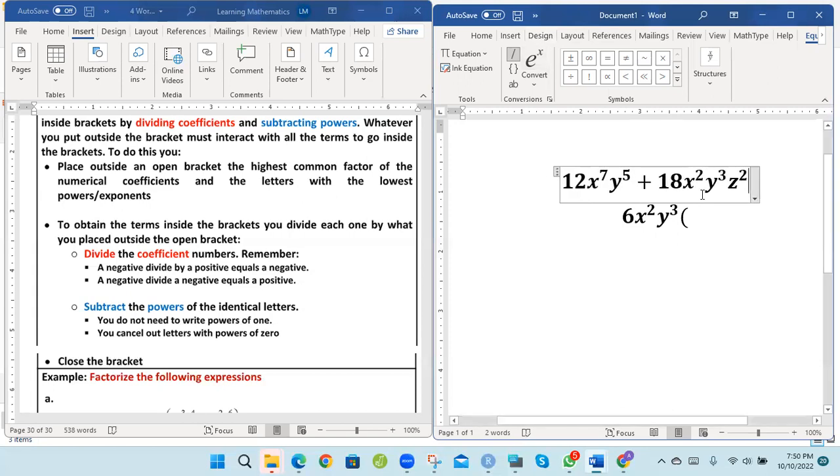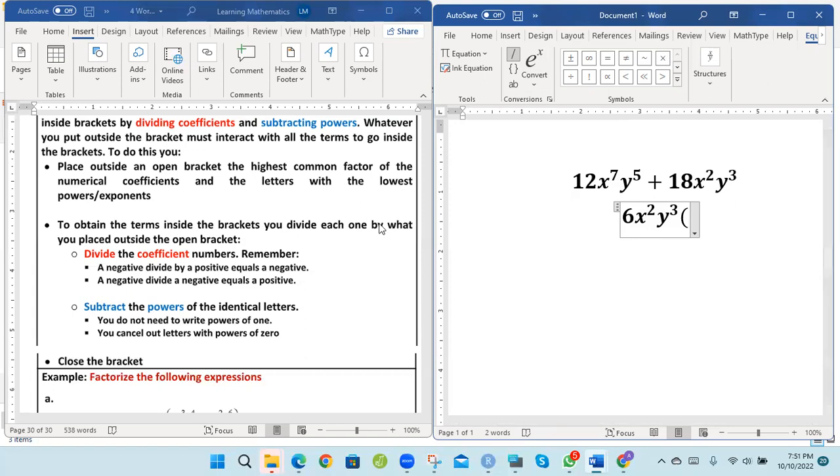Z is not common, so z cannot come outside there. The letters have to be common. Both x and y are common, so both x and y have to appear there, the ones with the lowest power. Now we are going to see what comes into the bracket. To do that, we have to divide. We have to divide the coefficients and subtract the powers.